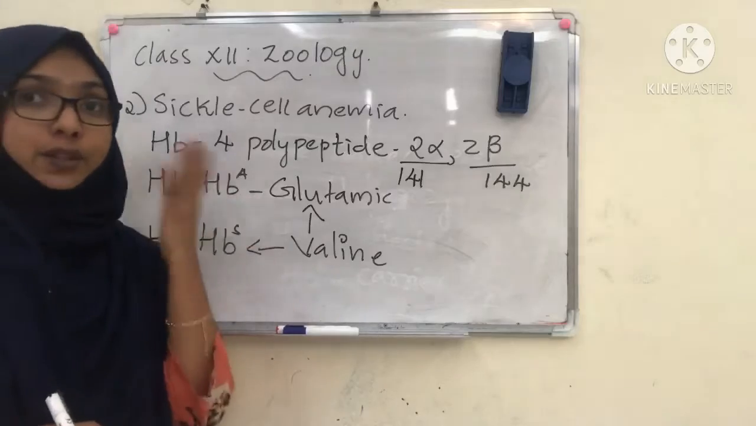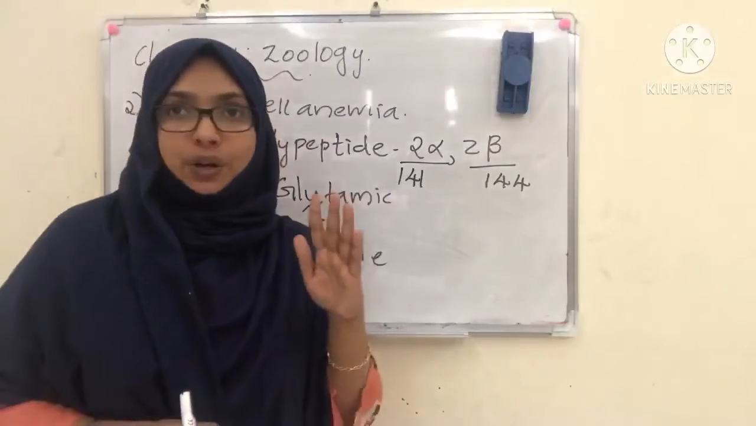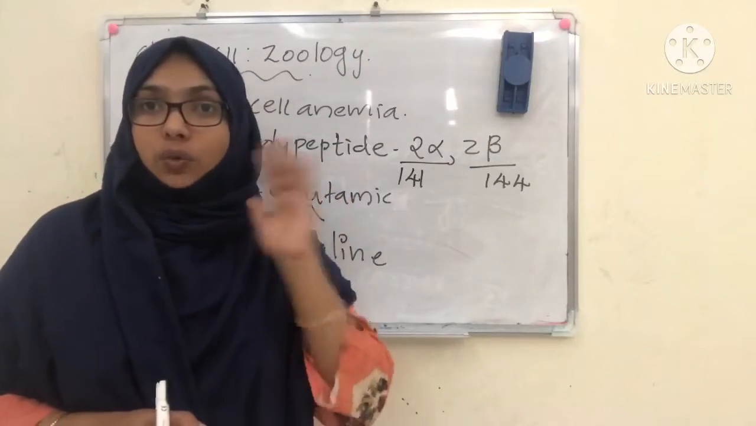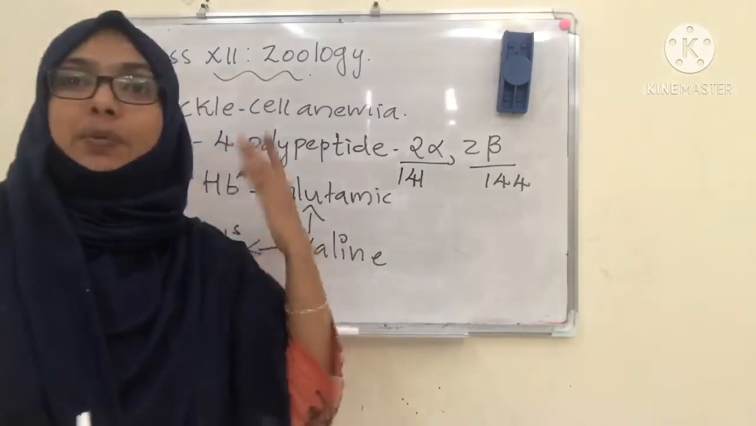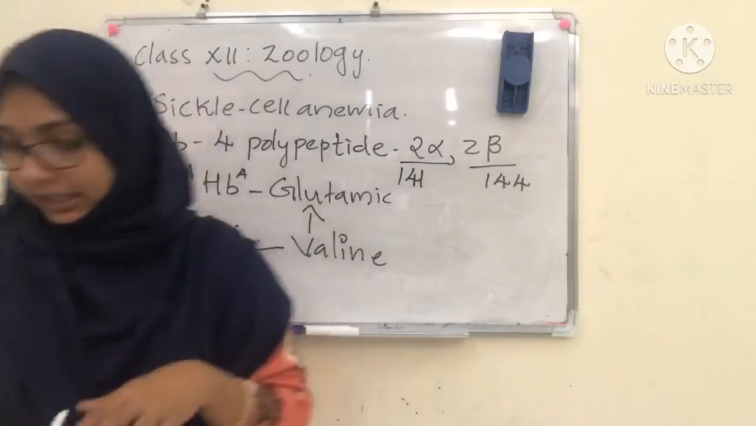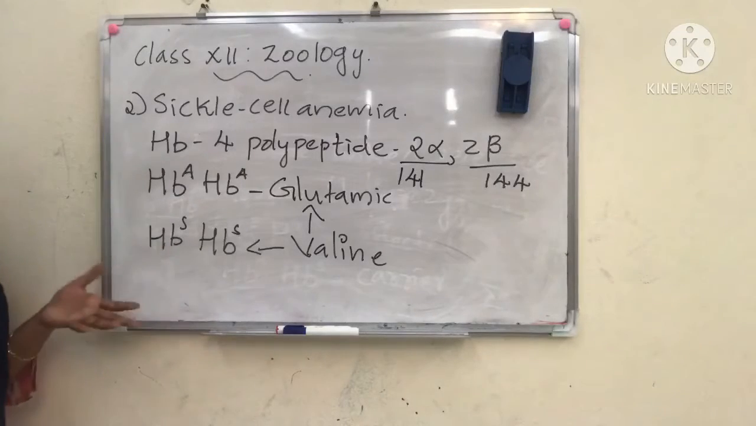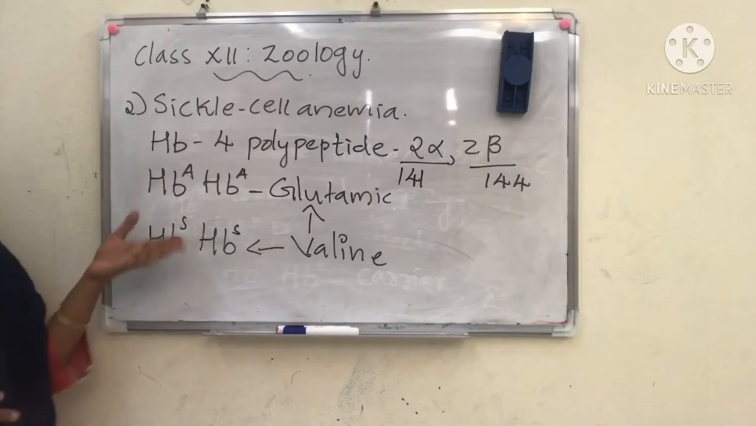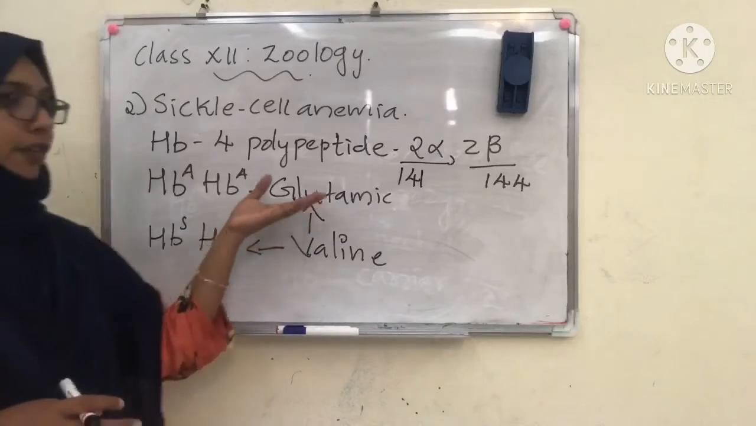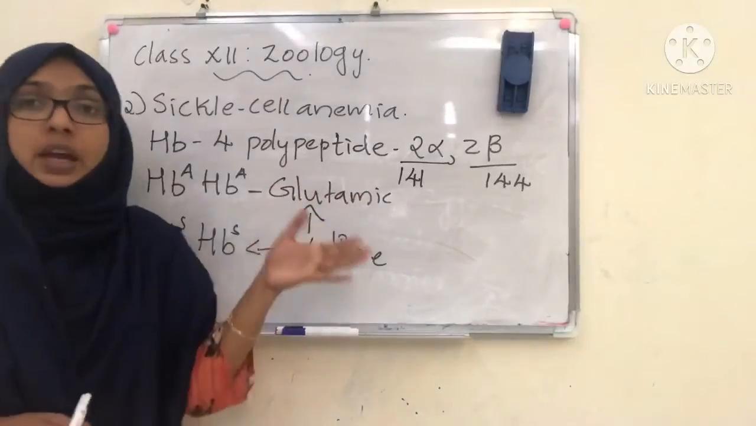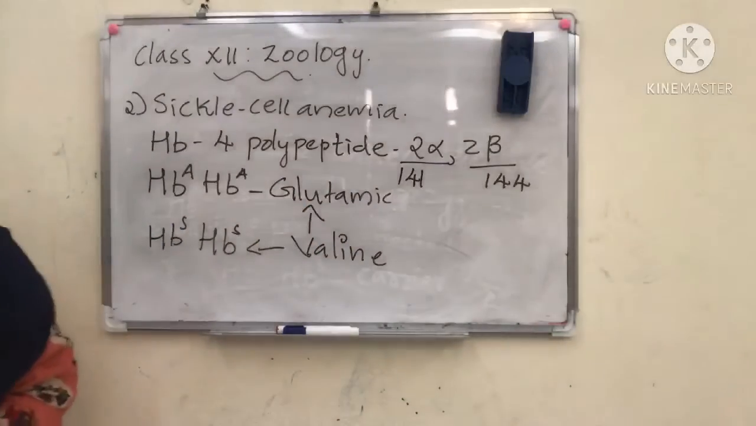I am repeating it several times because it's very important, and to avoid all sorts of confusion, I am repeating it again. I hope it's clear. The affected person has valine instead of the normal glutamic acid.